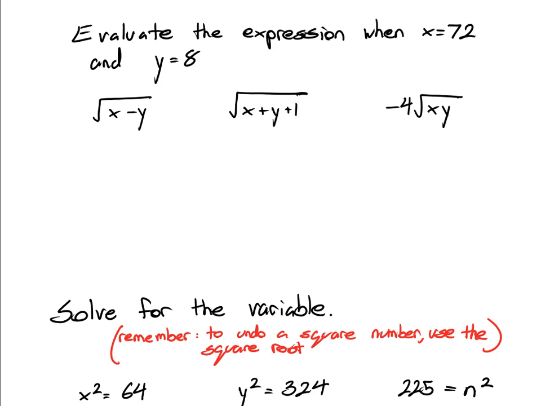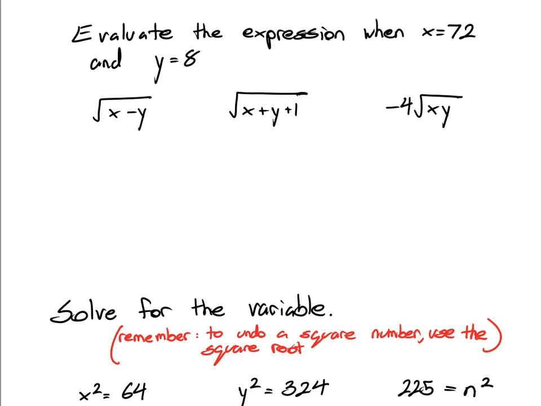All right, so let's use this knowledge of square roots to help us evaluate. Now remember, evaluate is something we've been doing since the beginning of the year. Evaluate the expression when x is 72 and y is equal to 8 means nothing more than basic plug and chug as we've known it for so many weeks. We're going to remove every instance of x and replace it with 72. We're going to remove every instance of y that we see and replace it with 8. So let's start with the first one, the square root of x minus y.